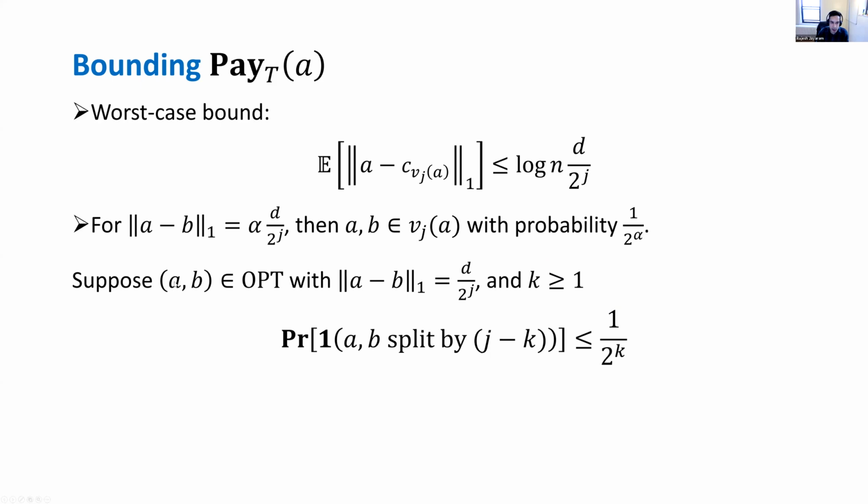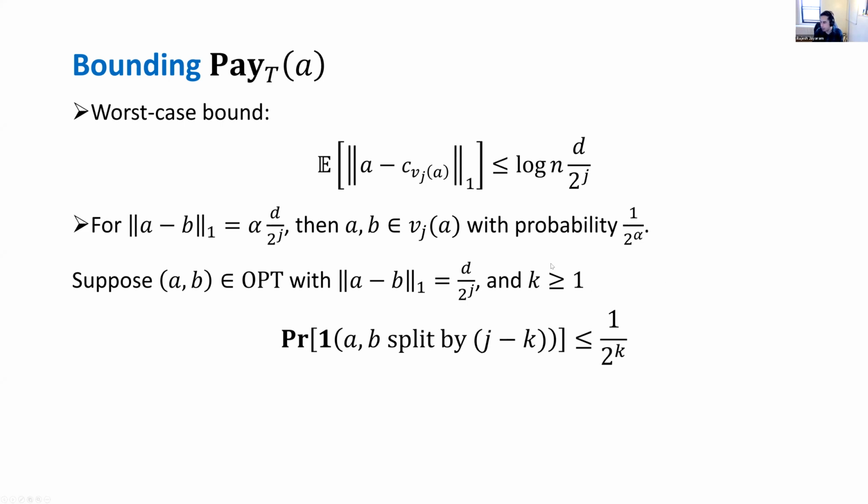So if I look at this pair A and B in the tree in the optimal matching, suppose the distance between A and B was actually d over 2 to the j. Now I would like them to split at this level j, but another bad thing that could happen is they could split early. So for any k, they could split k levels early. And so it's also not hard to show that the probability that A and B split by level j minus k, that is the probability that A and B split k levels earlier in the tree, higher up in the tree, well, sort of just by a Markov inequality, this is at most 1 over 2 to the k.